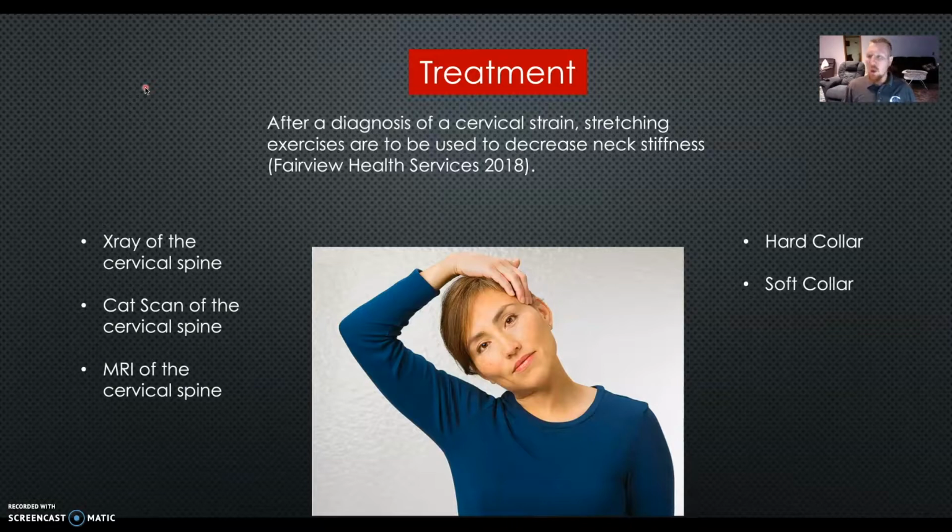In this case, we know that we have a cervical strain. We're going to figure this out through x-rays of the cervical spine, maybe CAT scans to the cervical spine, and then in our recovery an MRI to determine how bad the injury is to the cervical spine. Other treatments may include a hard or soft collar around the neck to help limit movement until we're ready to start rehabilitation or pre-rehabilitation.